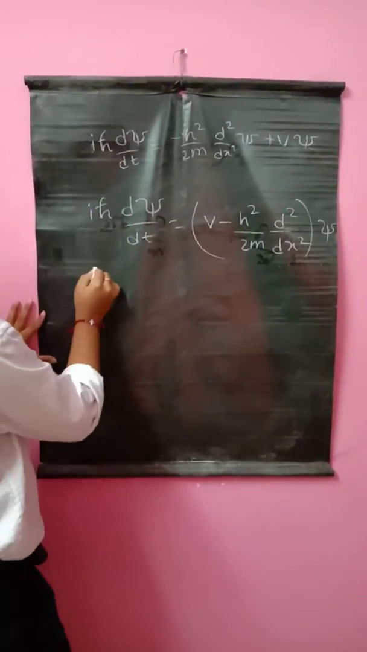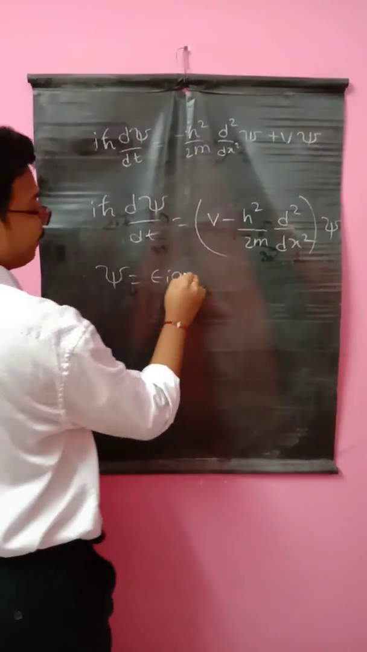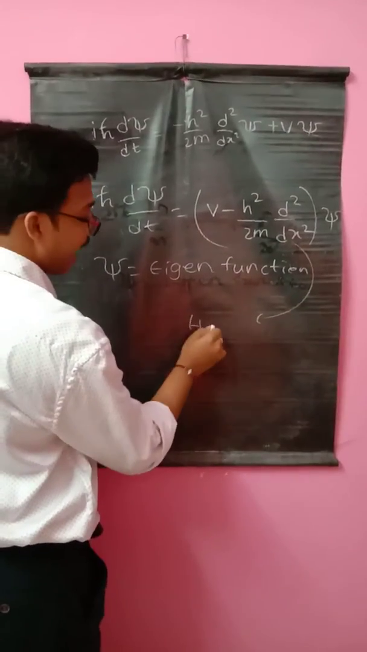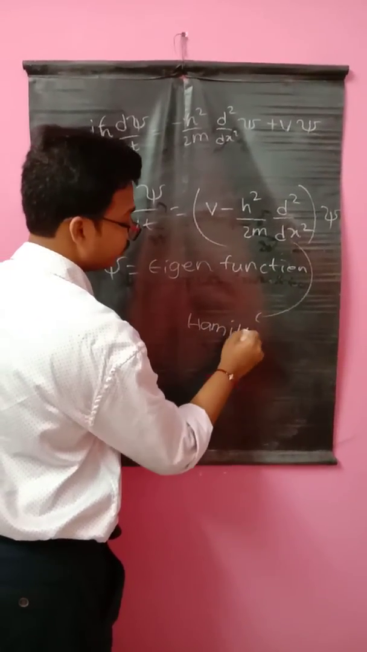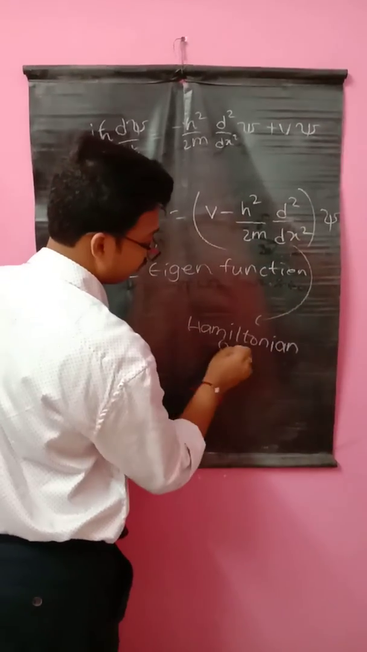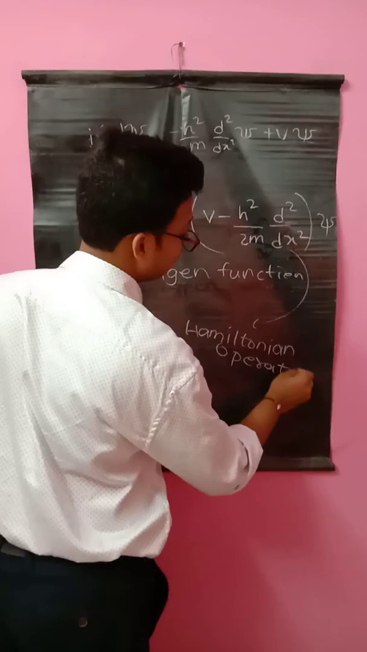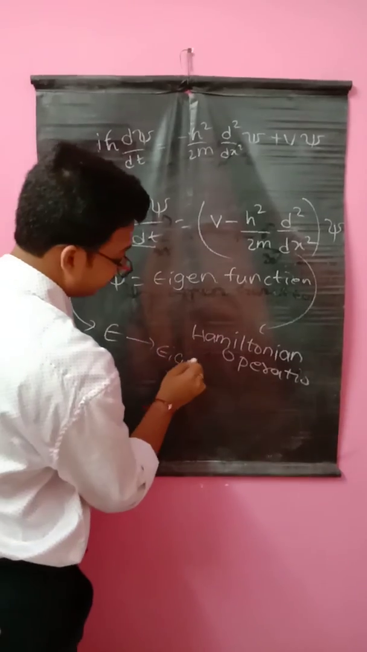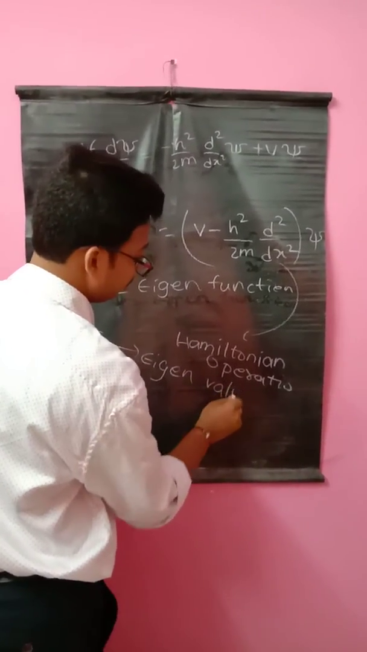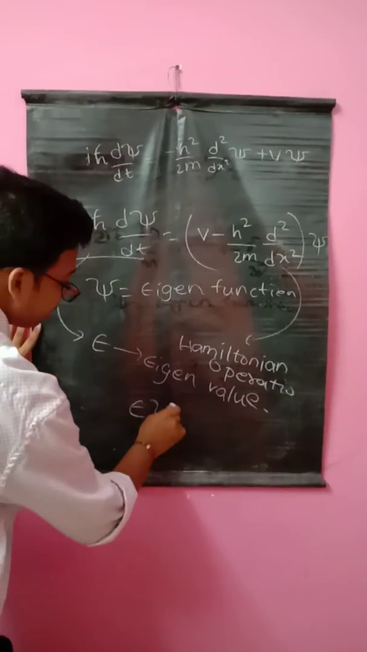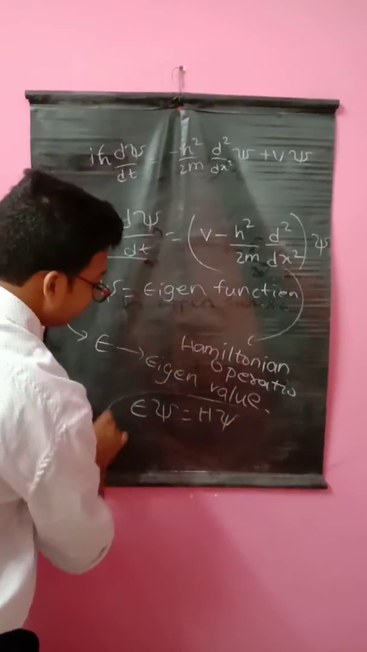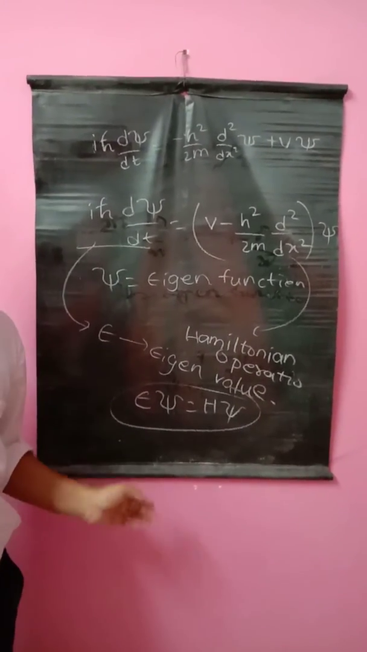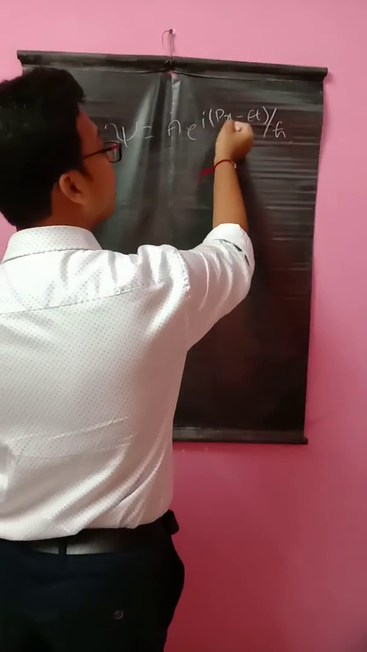Here psi is like an eigenfunction, and this term is known as the Hamiltonian operator. And here this term is E, the eigen energy or eigenvalue. From this we can say that E psi is equal to H psi. This is the time dependent equation, where H is the Hamiltonian operator. Now psi is equal to A e power i (px minus Et) by h bar.